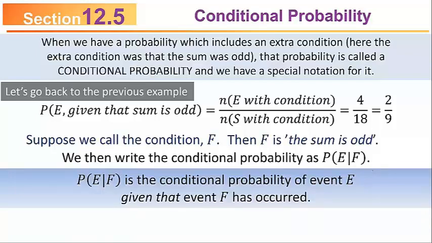This is important, so take a minute to just soak it in. The probability of E given F is the conditional probability of event E given that F has occurred. That F is the additional information that we now know that we didn't know before.